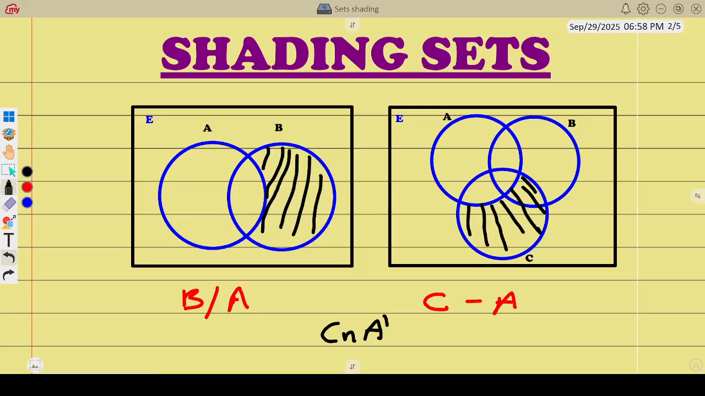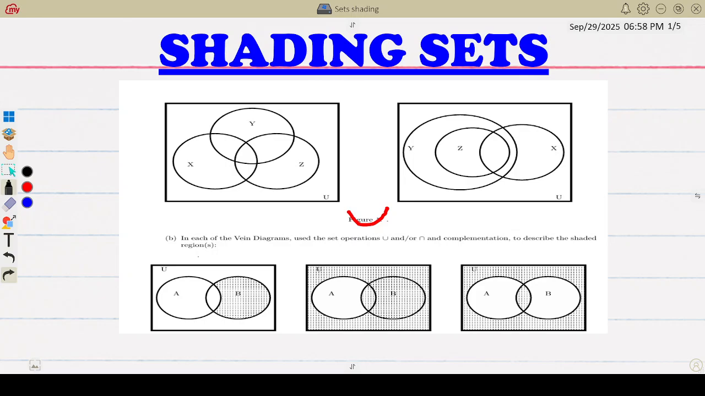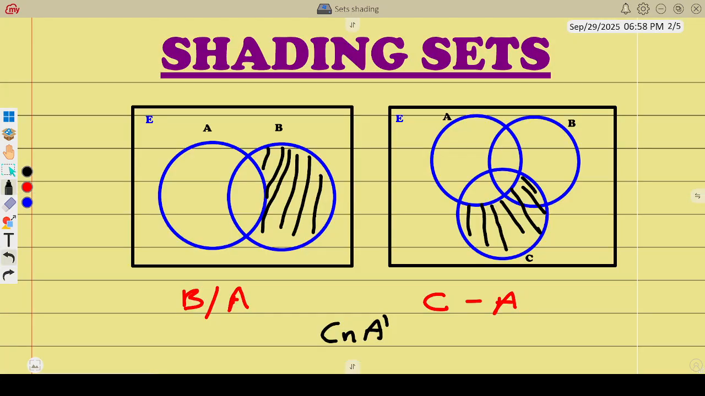It simply means C minus A. I already taught the laws of set algebra, but just a quick revision. If they tell you A minus B, you should always know that this is A, the minus becomes intersection, and then B will have a complement. Please check out the video so that you appreciate it even more. So this is C minus A.